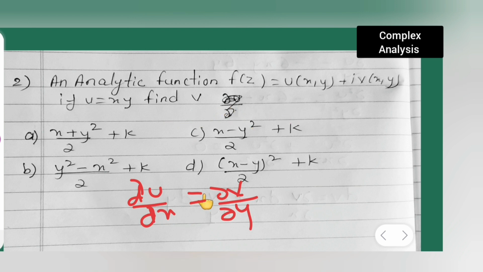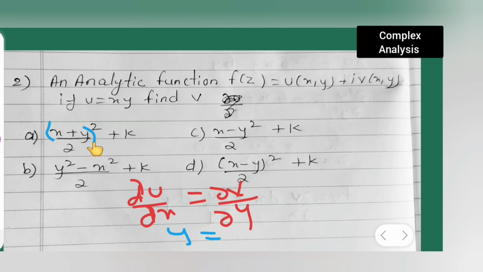So first we have to differentiate u with respect to x and see what we are going to get. Differentiate and see, you are going to get y, right? So I am going to get y is equal to dou v by dou y, right? So what I was getting here is y. Now what I have to do is differentiate v with respect to y and see if I get y again. So now differentiate it with respect to y and see what you are getting.